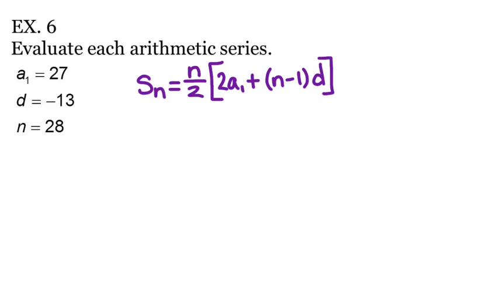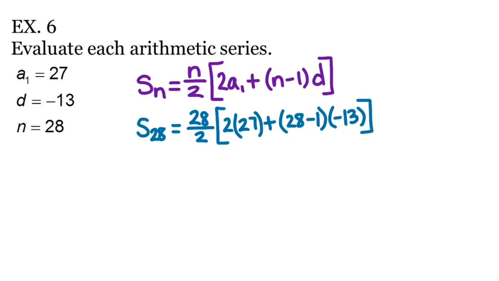So we're going to plug in the information we're given. So that's going to be S sub 28 equals 28 over 2 times 2 times 27 plus 28 minus 1 times negative 13. So you might be careful if you try to type this all in at one time. You can simplify little pieces and then type it in, which would probably make it easier. So once you simplify, the sum of the first 28 terms of this sequence is negative 4,158.